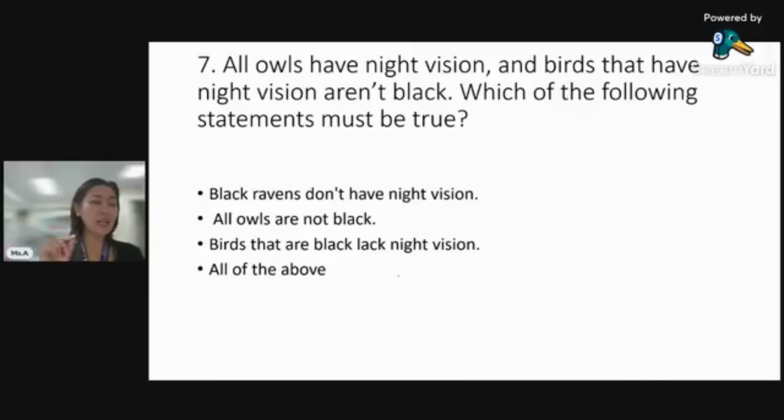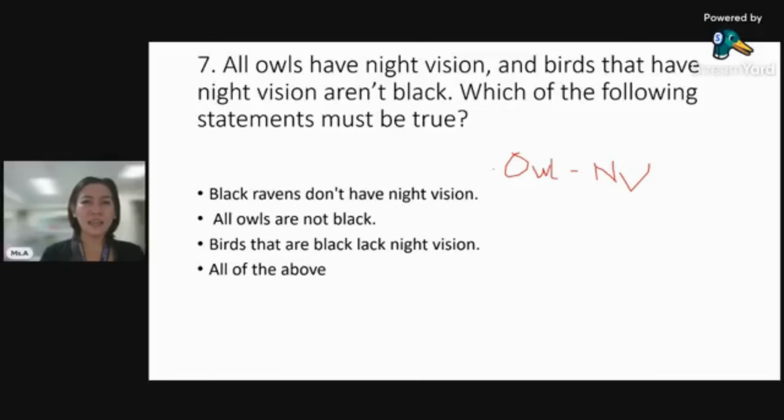Okay. So, all owls have night vision. And birds that have night visions aren't black. So, for example, lahat daw po ng owls, sila po ay nakakita sa gabi. So, meron silang night vision. And then, yung mga birds na iba, no? Hindi man tinukoy dito kung anong birds yon. Pero sabi nga, lahat daw po ng merong night vision, hindi po sila black.